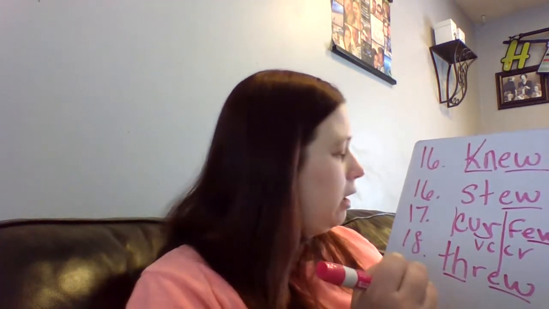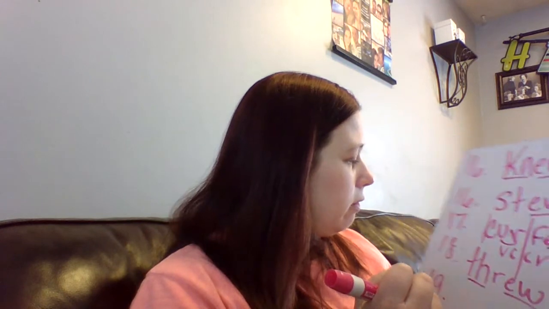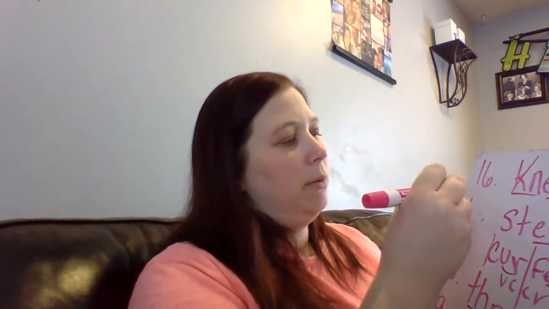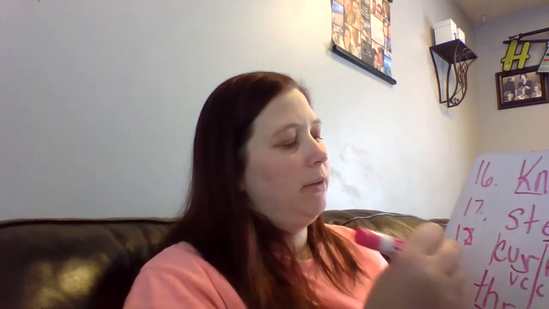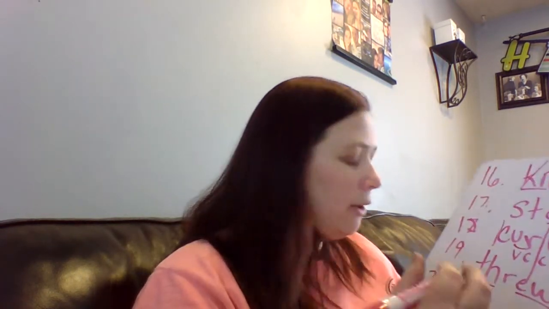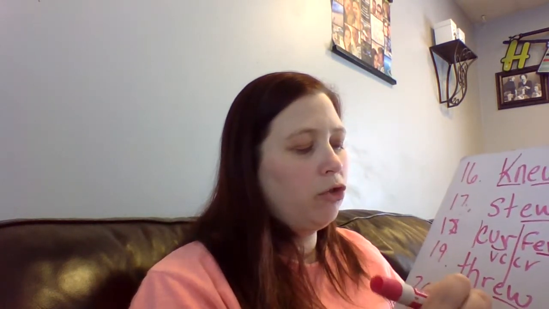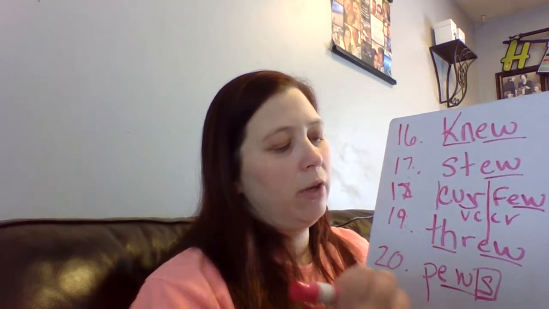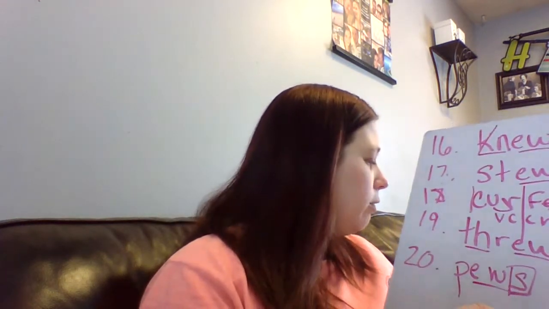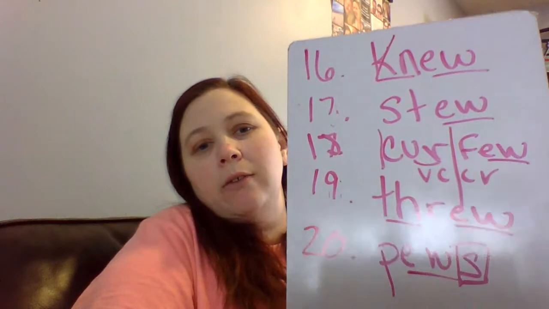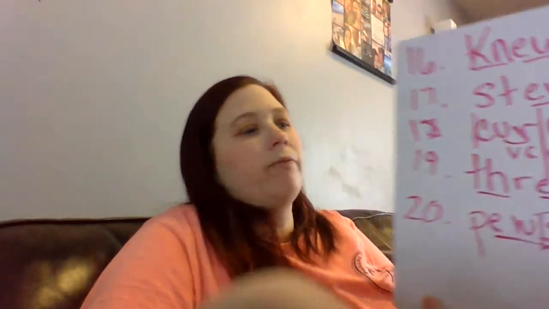Number 19, we have, oops, did I mess up? Hold on. Oh, I wrote 16 twice. Silly Miss White. 18, that makes this 19, and then we're on 20. 20 is pews. Those are like what are in a church, the chairs you sit in. We're going to draw a box around our suffix S and underline our EW. All right, you are going to draw a line over to the picture that matches. Make sure you have these down. Pause if you need to.